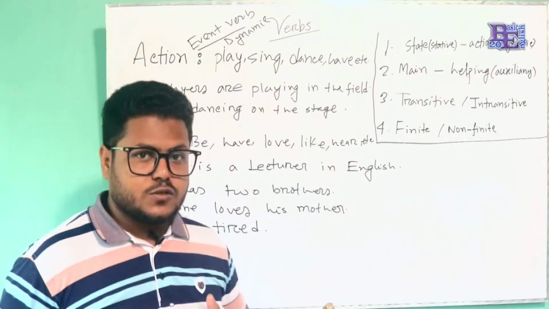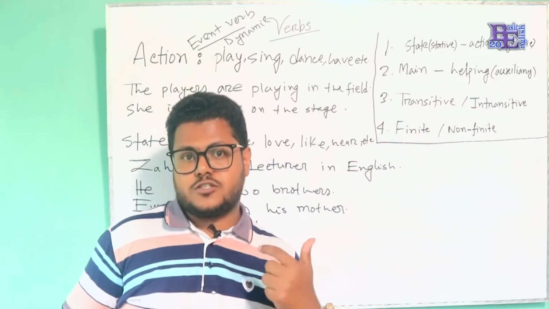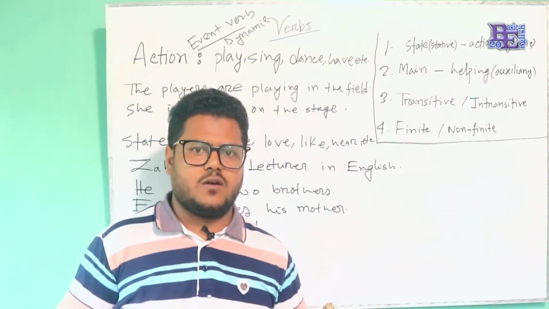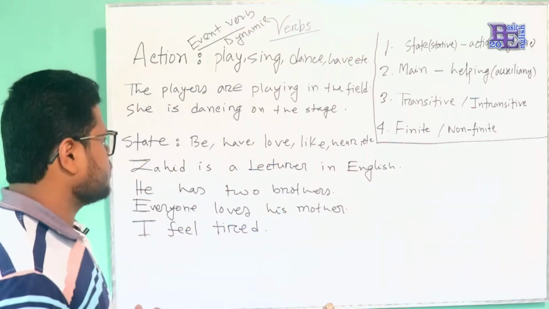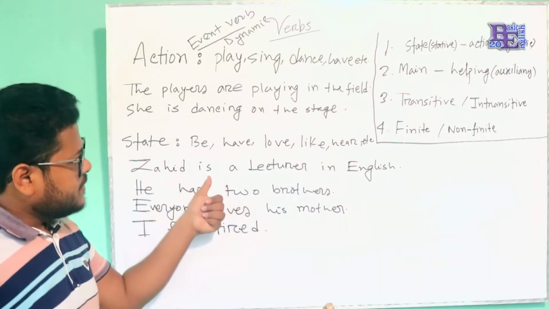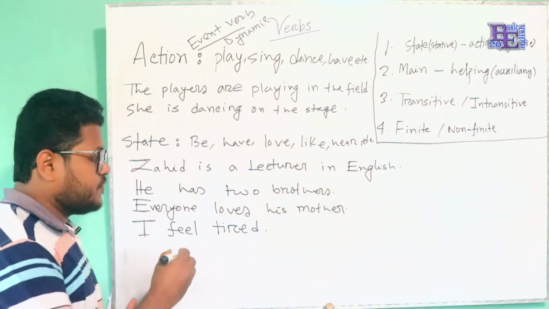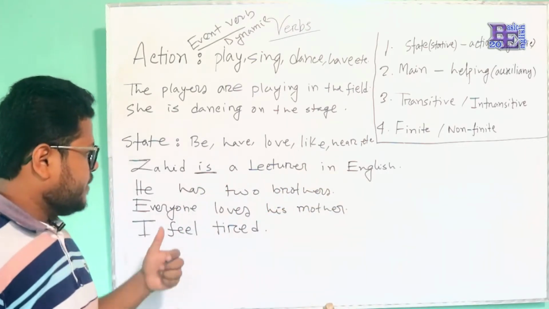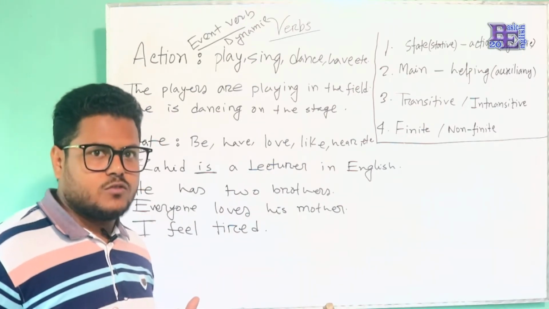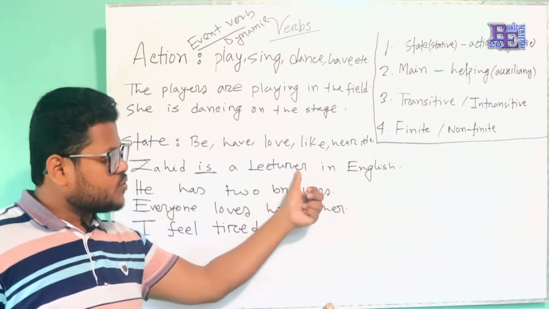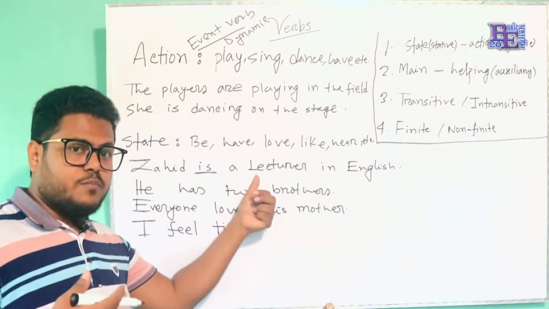First of all, let us know what is a state verb. Well, a state verb is a verb that shows the state of something or the state of someone. So let's get an example here. Zahid is a lecturer in English. So here the verb is expresses the state of being something or being someone. So here Zahid equals a lecturer. That means he is a lecturer. This is the state of being of Zahid.